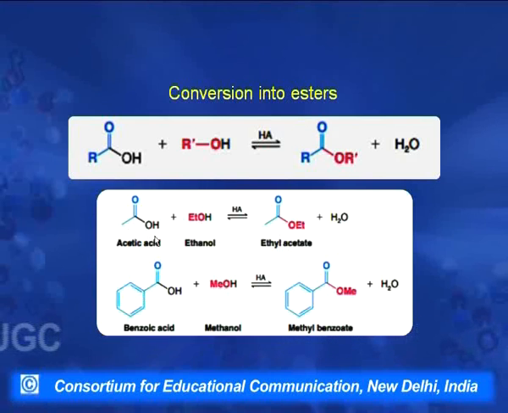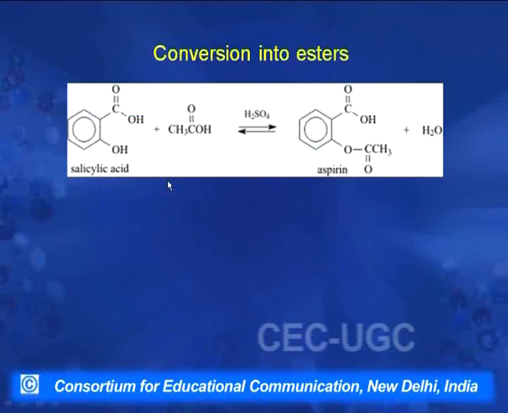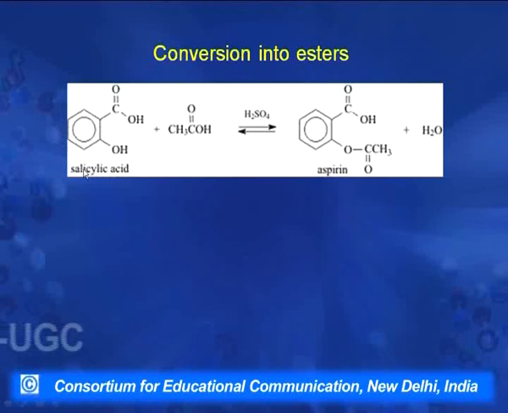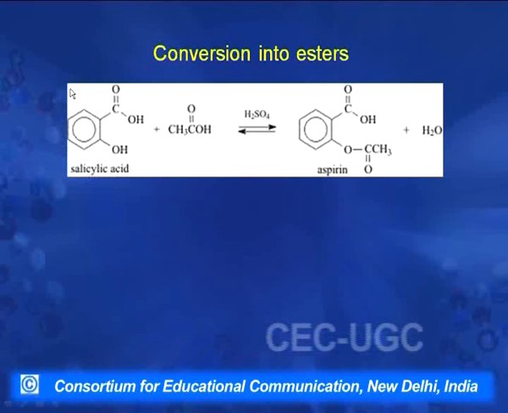Some examples: this is ethanol. When it is treated with acetic acid, a water molecule is lost and we get a compound called ethyl acetate. Methanol, when treated with benzoic acid, gives an ester called methyl benzoate. I'll take up two specific examples of esters which are very important and which we use in our routine life. These are the esters from salicylic acid. Salicylic acid is a compound which has one hydroxyl group as a phenolic group and one carboxyl group.